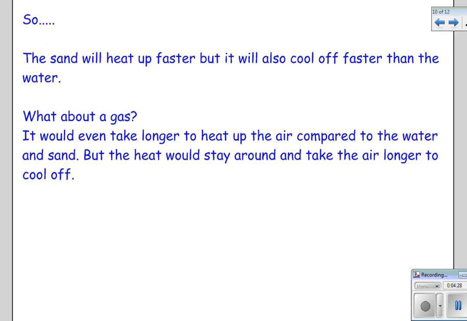The sand will heat up faster, but it will also cool off faster than the water. What about a gas? It would even take longer to heat up the air compared to the water and sand, but the heat would stay around and it would take the air longer to cool off.